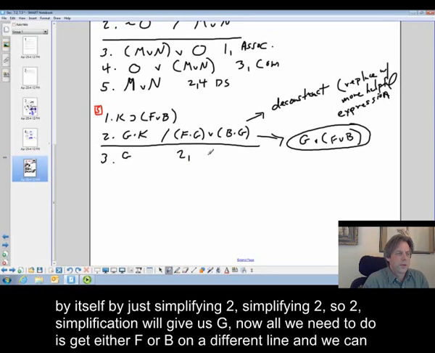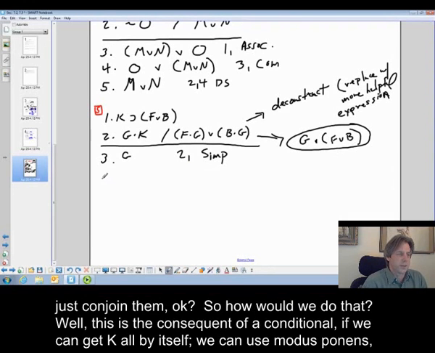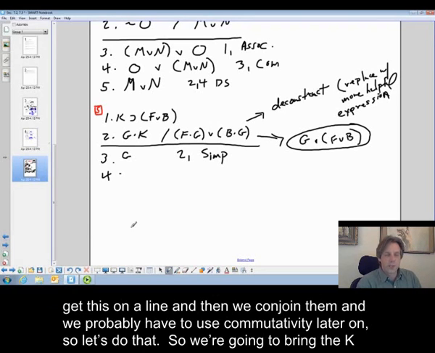So 2 simplification will give us G. Now all we need to do is get either F or B on a different line and we can just conjoin them, okay? So how would we do that? Well, this is the consequent of a conditional. If we can get K all by itself, we can use modus ponens, get this on a line, and then we conjoin them, and we'd probably have to use commutativity later on.